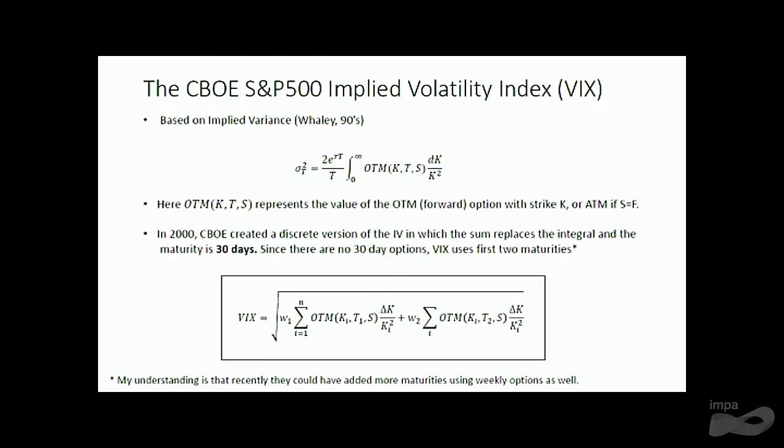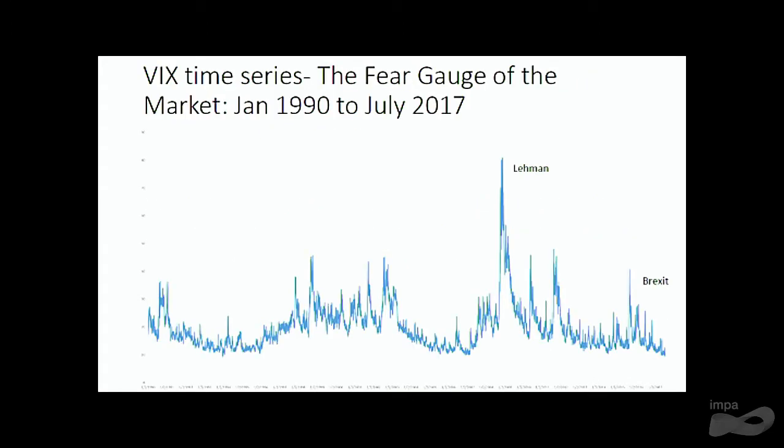What's interesting is that in 2000, the Chicago Board Options Exchange created a discrete version of the implied variance using traded contracts, and they called it the VIX. It's basically a weighted sum of out-of-the-money calls and out-of-the-money puts on two maturities, so that the average maturity is 30 days. So basically, the CBOE built an index, and this index is called VIX, and VIX is the square root of the implied variance over 30 days, and once you build the index, you can build futures on it. The VIX is known as a fear gauge of the market.